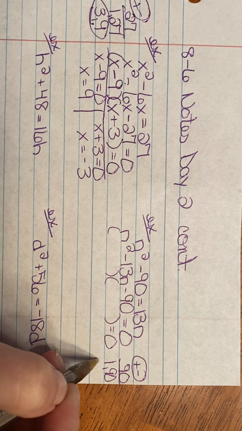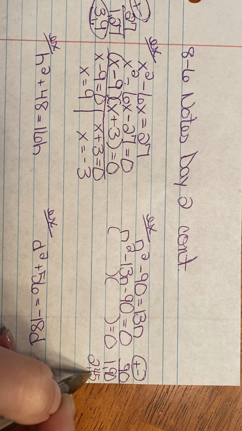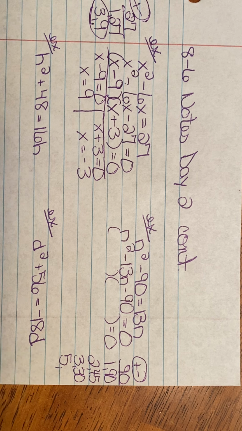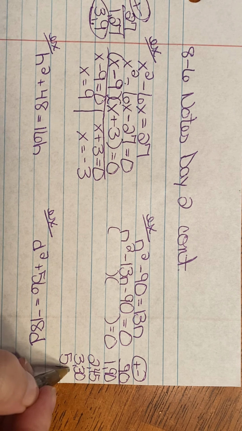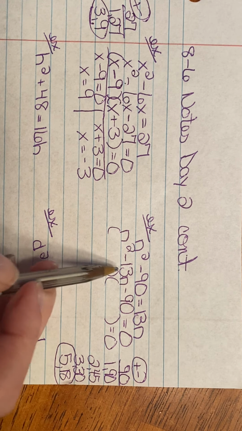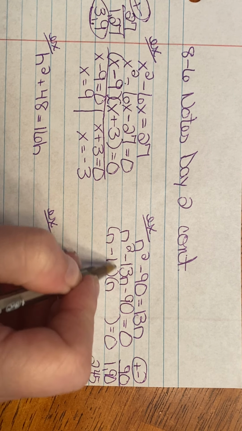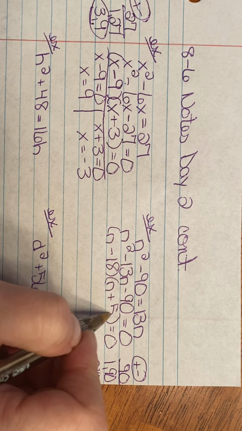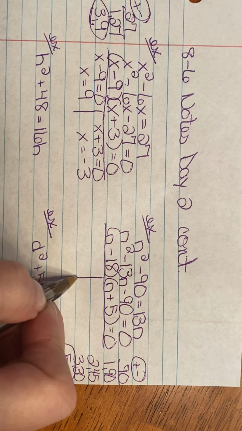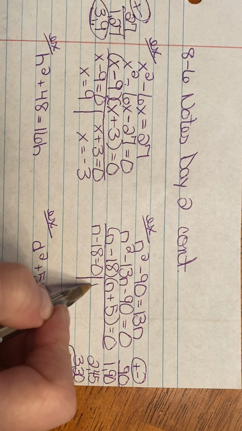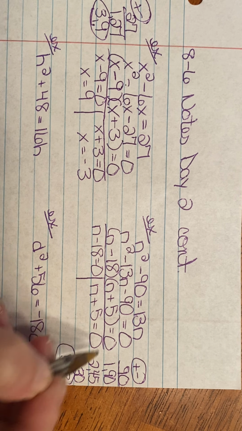1 and 90, 2 and 45, 3 and 30, 5 and some number, 5 and 18, and that happens to be what's going to get us to 13. So I'm going to have n and n, and then 18 is the minus, 5 is the positive. n minus 18 is 0, n plus 5 is 0.